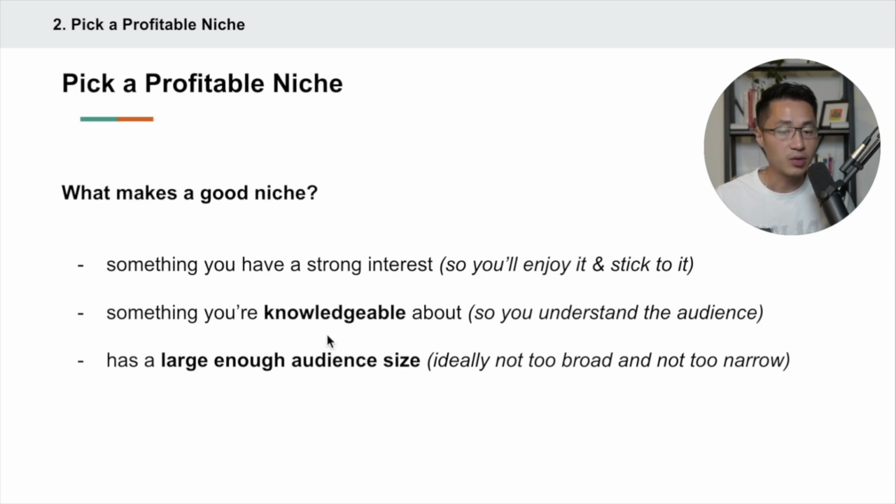Next is something that you are knowledgeable about, so you actually understand the audience. With this one, you can always research the niche and gain more knowledge over time. I think it's a huge plus if you become knowledgeable about the niche. Next one is that it has a large enough audience, ideally not too broad of a niche, but yet not too narrow. Because when a niche is too broad, it's not appealing enough to the specific audience because it doesn't speak to them.